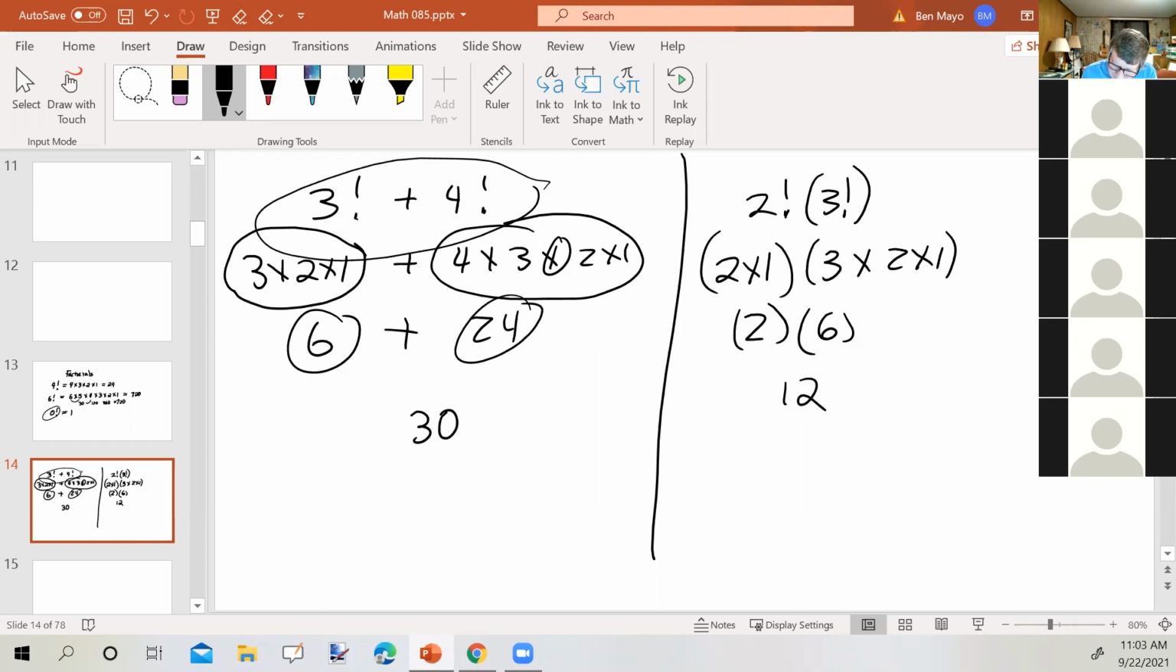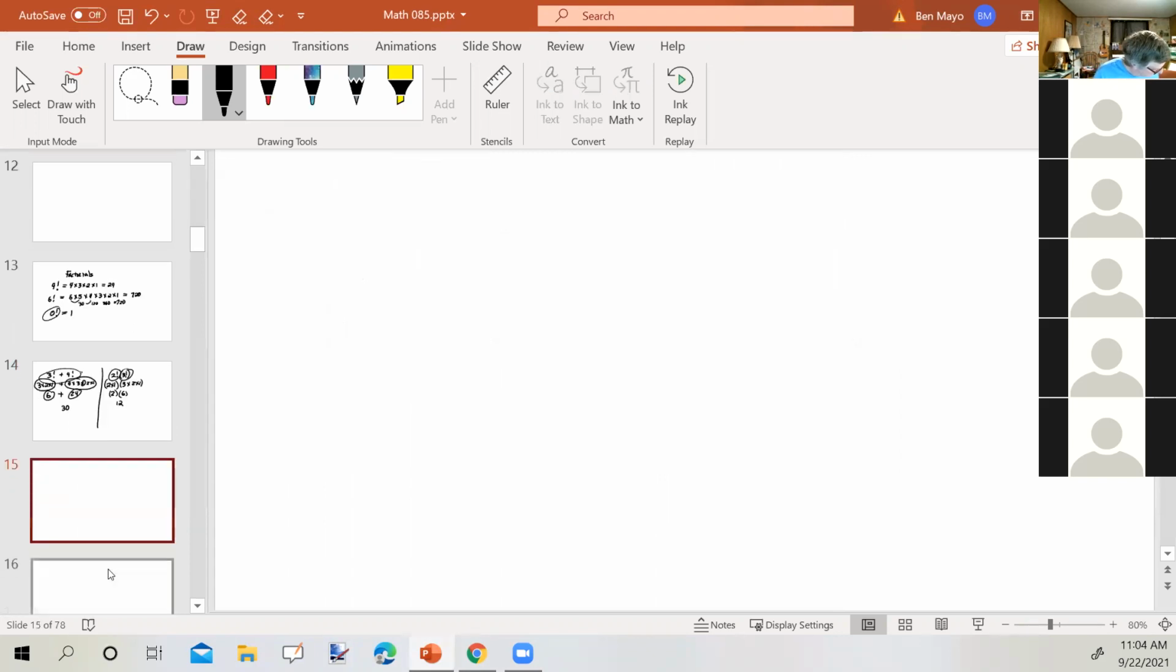Thank you. And then here, 2 factorial times 3 factorial. 2 factorial is 2 times 1. 3 factorial is 3 times 2 times 1. Then you get 2 times 6, which is 12. Okay? All right. Now, what about this one?